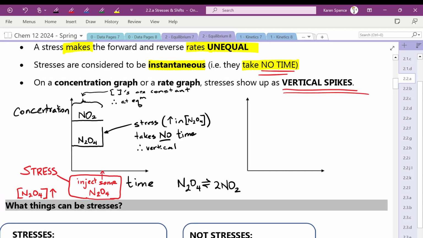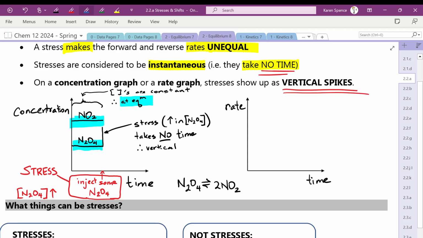Now, the other kind of diagram we can draw is a rate diagram. So guess what the only thing we change is? We change the y-axis to rate instead of concentration, but the x-axis still remains time. And we're going to be looking at this same reaction, the N2O4 in equilibrium with 2NO2. And we are starting out, remember when we started out, these concentrations were constant. And so we were at equilibrium at the start.